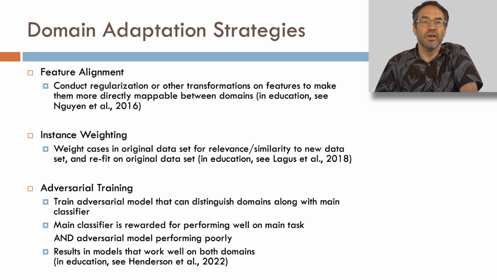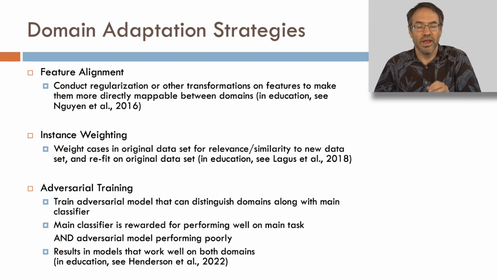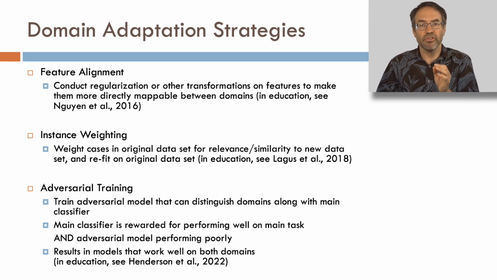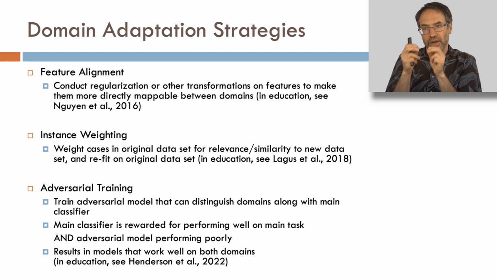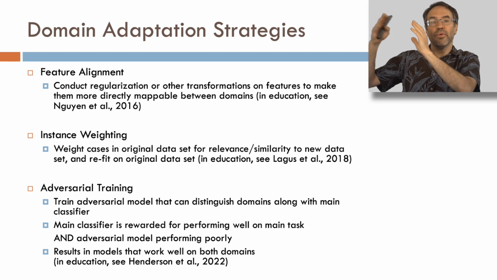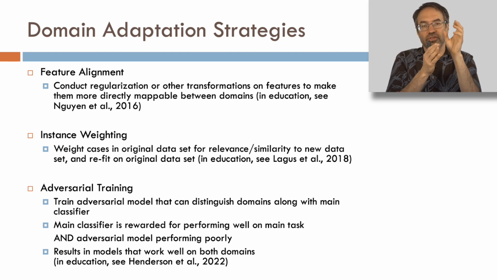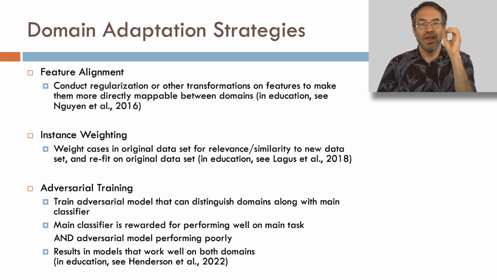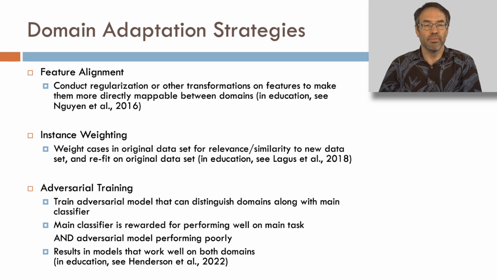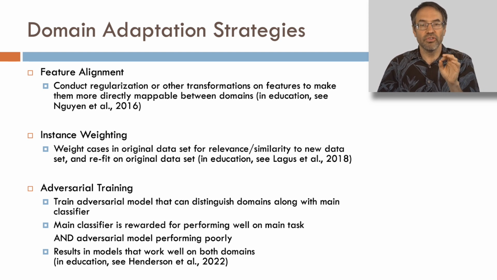A third category is adversarial training. In adversarial training, we train an adversarial model that can distinguish the domains along with the main classifier. So we're both training on the thing we want to classify, and we're trying to classify which domain the data set is in. The main classifier is rewarded for performing well on the main task and for the adversarial model performing poorly. And this results in models often that will work well on both domains.